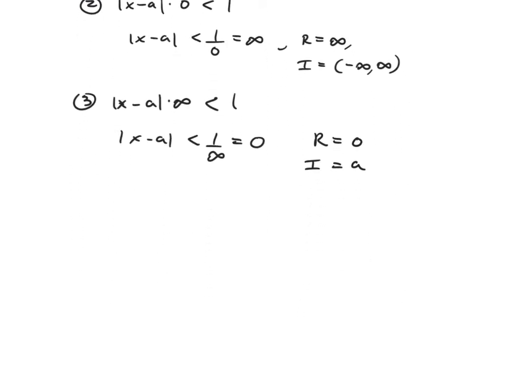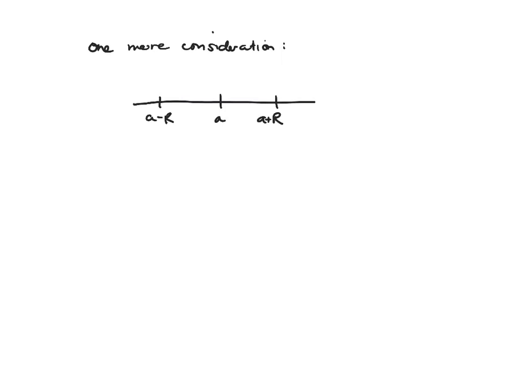All right. So there's one other consideration. I'm going to get a new sheet up here. Before we move along, one more consideration. So we've been talking about, I'll draw for the finite case, we have some a, and then we have a plus r, a minus r, and we're calling this span here the interval of convergence I.